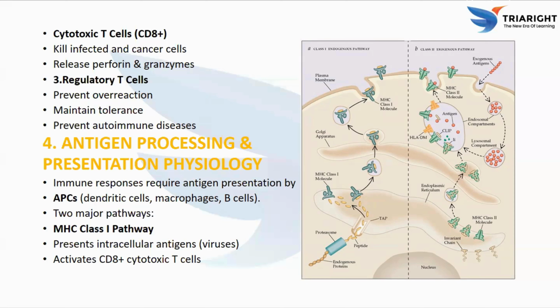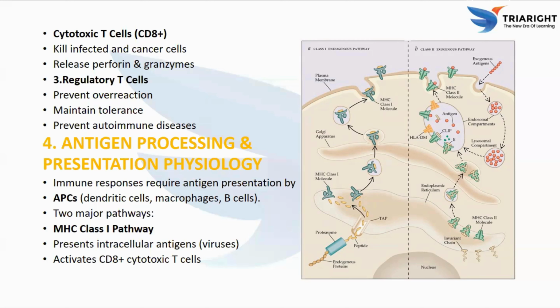And coming to regulatory T cells, which are also called Tregs. They act as the police of the immune system. So what are the functions? They prevent overreaction of the immune system. They maintain tolerance, so they prevent the body from attacking its own tissues.